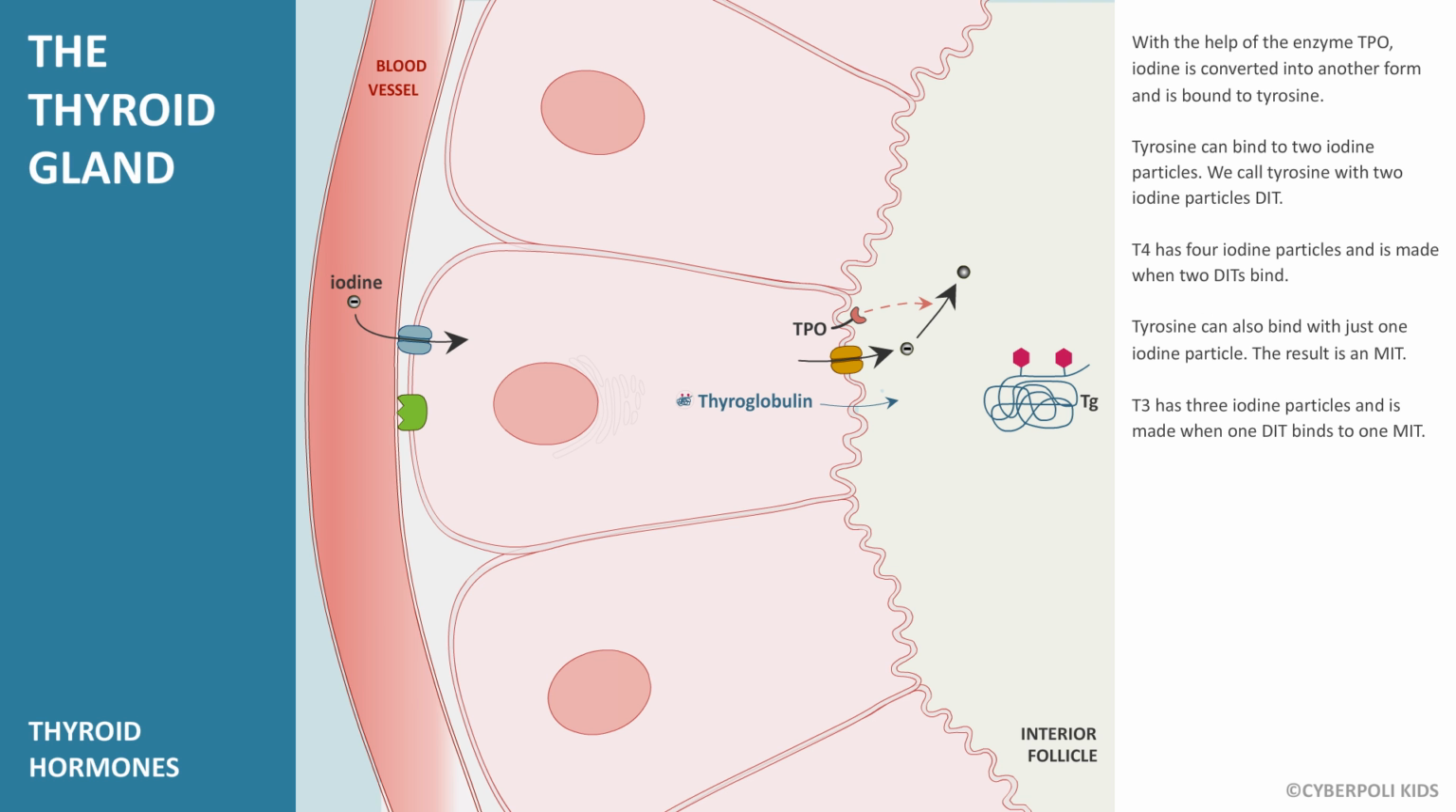With the help of the enzyme TPO, iodine is converted into another form and is bound to tyrosine. Tyrosine can bind to 2 iodine particles. We call tyrosine with 2 iodine particles DIT. T4 has 4 iodine particles and is made when 2 DITs bind. Tyrosine can also bind with just 1 iodine particle. The result is an MIT. T3 has 3 iodine particles and is made when 1 DIT binds to 1 MIT.